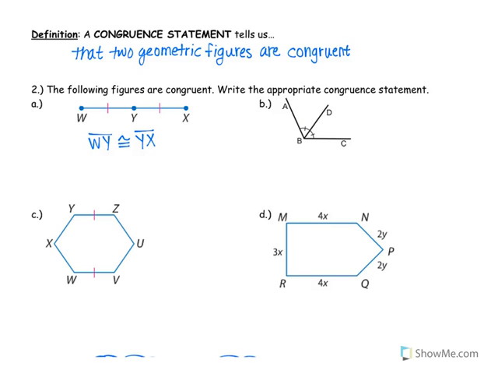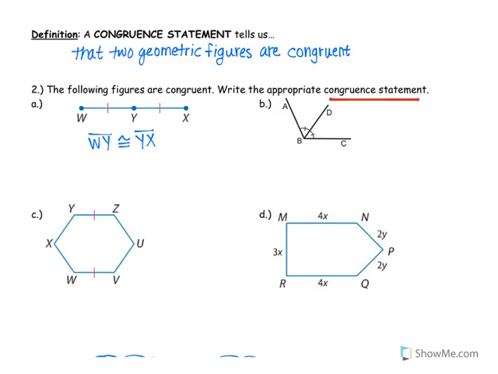The definition of a congruent statement is, a congruent statement tells us that two geometric figures are congruent. It's as simple as that. So the first example down there is done for us on the screen. But let's look at the directions, number 2. The following figures are congruent. So there's something in the picture that tells us that they're congruent. And let's write an appropriate congruent statement.